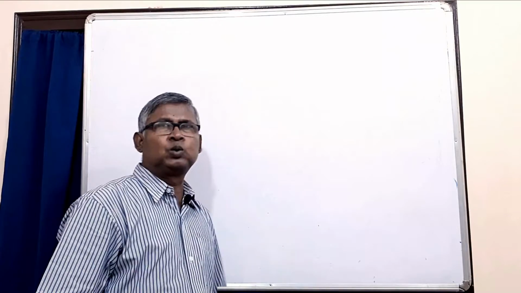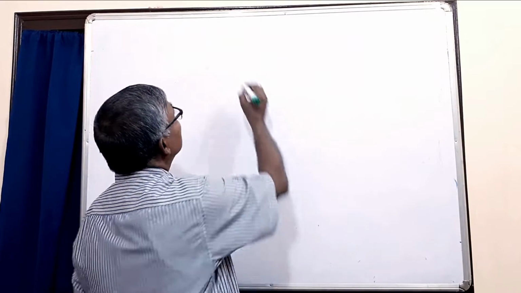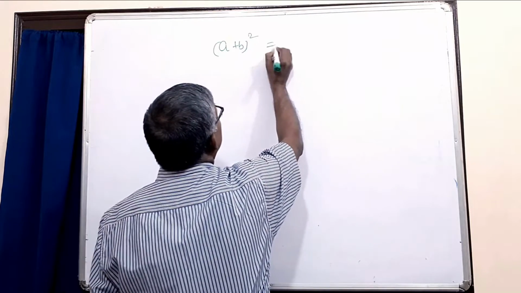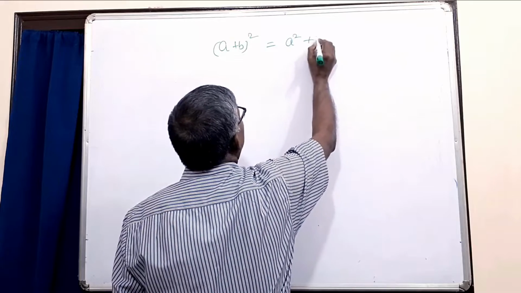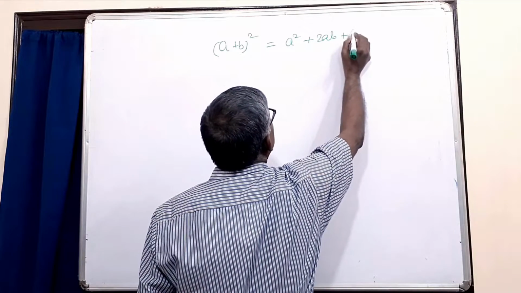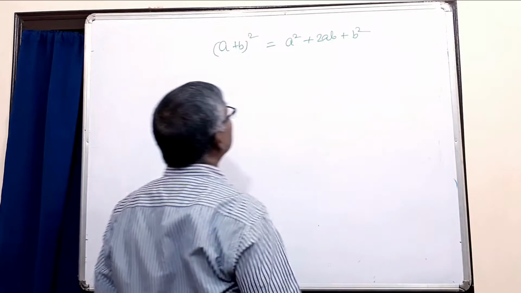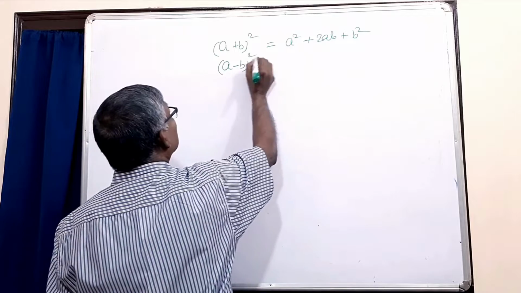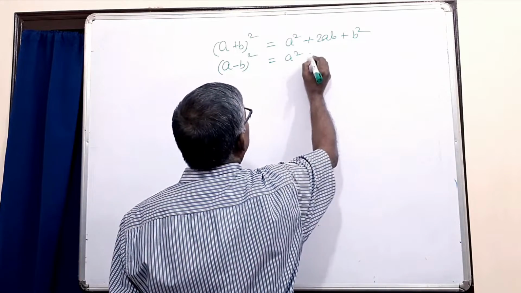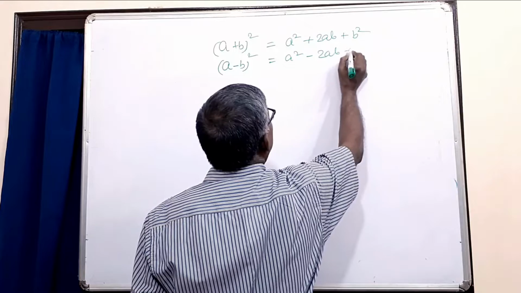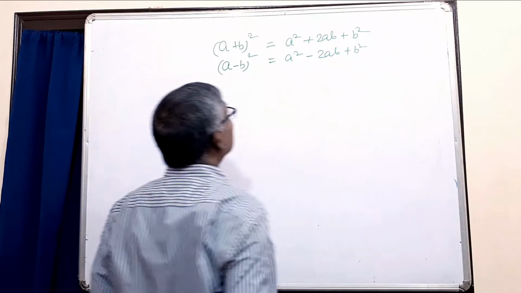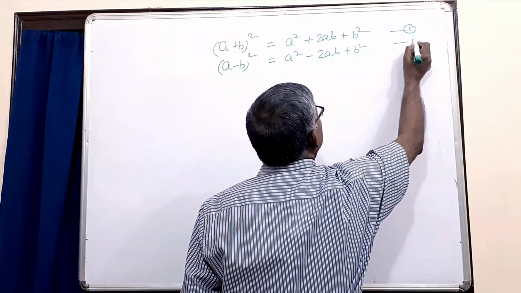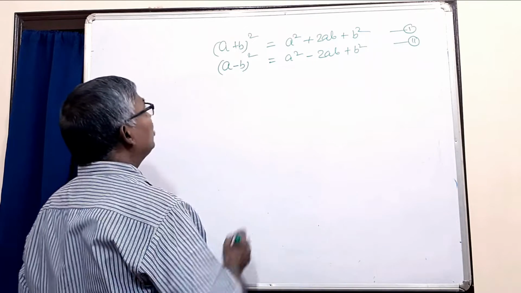Students, what we learned? A plus b whole square equals to a square plus 2ab plus b square, and a minus b whole square equals to a square minus 2ab plus b square. If we add 1 and 2, what we will get?